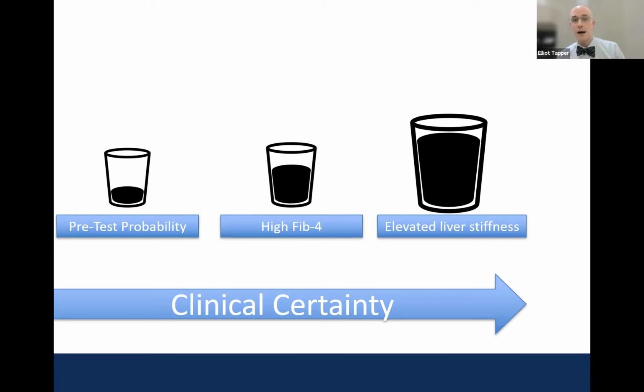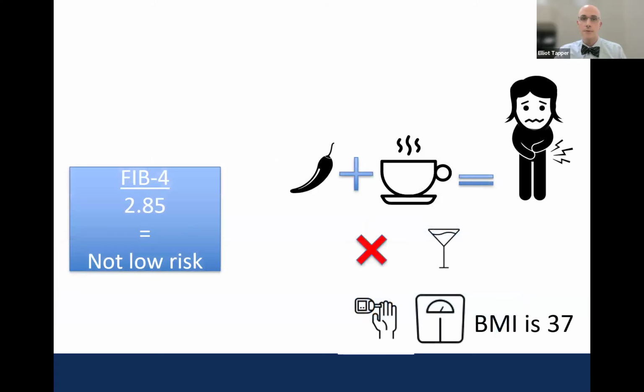So the first step is to do a Fib4, and a high result makes you a little bit more certain, but that test is not perfect. And then if you have a positive Fib4 or a non-low Fib4, then you would go to a FibroScan. So this patient, although her labs are normal, had a borderline low platelet count, about 120, and her AST was greater than her ALT.